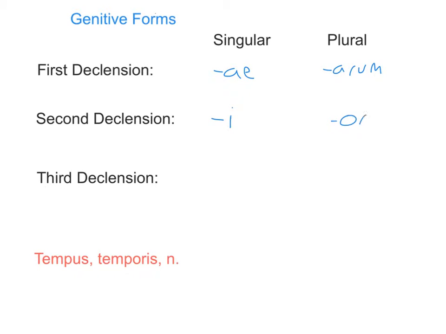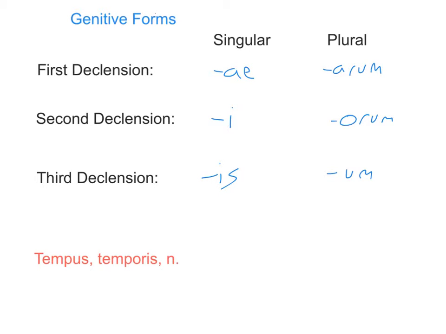Over here we have orum, O-R-U-M. So it looks a lot like that A-R-U-M except with an O. And the third declension, we're going to have an IS ending in the singular. And in the plural, we're just going to have a UM ending, which is why we have to know a noun is third declension, or else we're going to think it's in the second declension, it's going to be accusative or something. So be careful with that, and make sure you know the declension of your nouns.